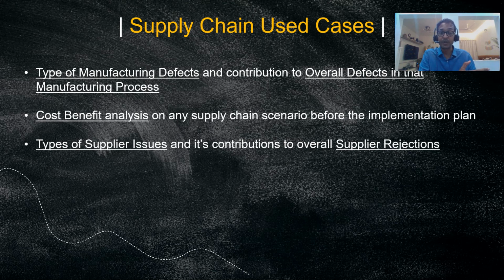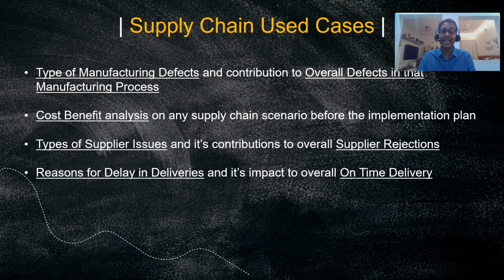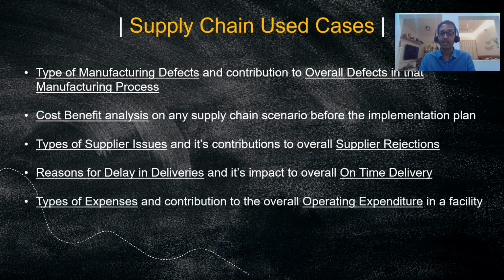The next one could be reasons for delay in deliveries, typically a logistics example, and their impact on overall on-time delivery, one of the key metrics in transportation. You can again use a Pareto chart to analyze reasons for delay in deliveries versus the impact on on-time delivery. You can also do types of expenses and their contribution to the overall operating expenditure in a facility.